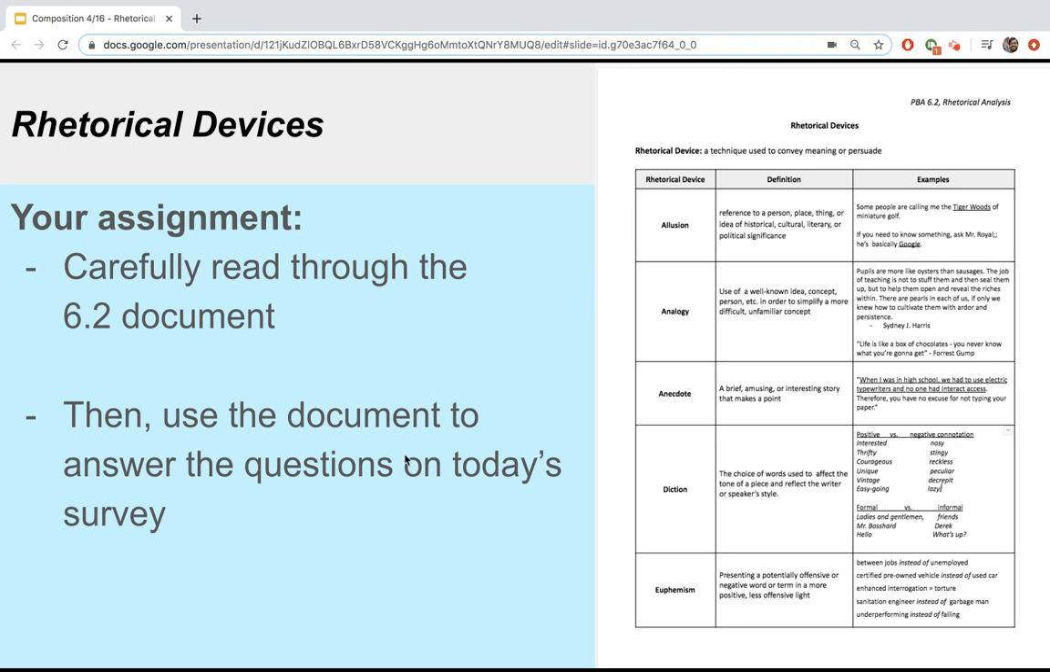So the first part of the survey is just going to have a definition, and you'll need to match the definition with a rhetorical device. The second part of the survey will have examples from some of the commercials that we watched today. And so you'll look at a specific quote from the commercials, and then you'll identify which specific rhetorical device was being used.